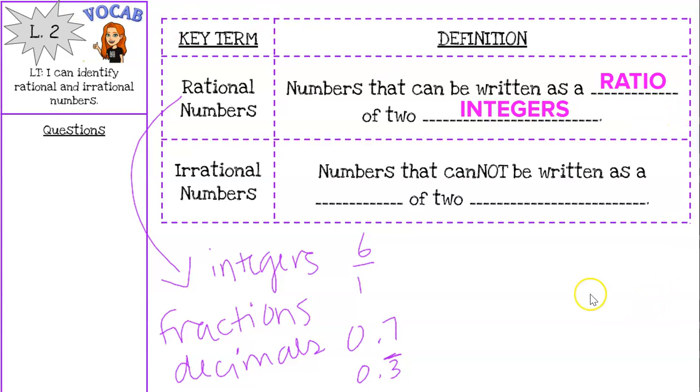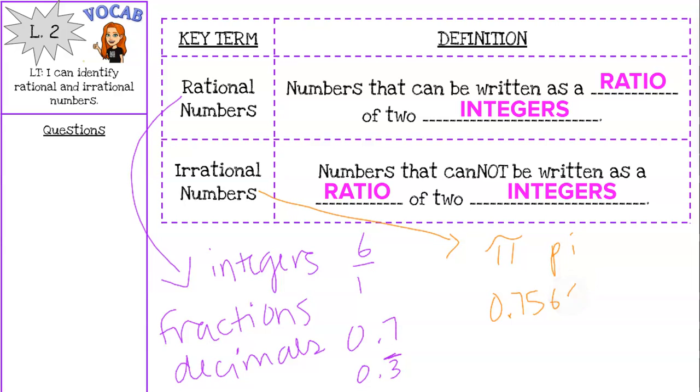Irrational numbers are numbers that cannot be written as a ratio of two integers. So, reminder, our most popular irrational number is pi, and then those never-ending, non-repeating decimals that go on and on without a pattern.